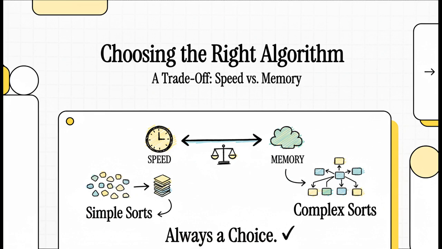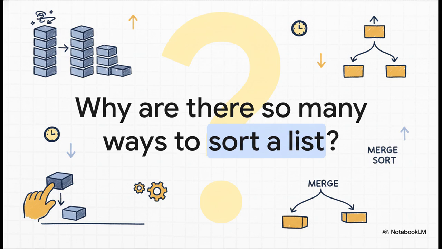Let's dive in. I mean, really think about it. It's a simple problem on the surface. But if that's true, why on earth do programmers have this whole arsenal of different algorithms to choose from? It's a fantastic question, and the answer, well, the answer gets to the very heart of what it really means to write smart, efficient code.